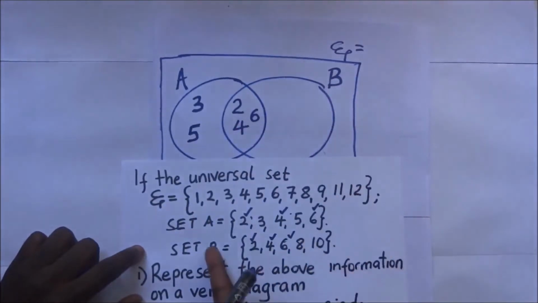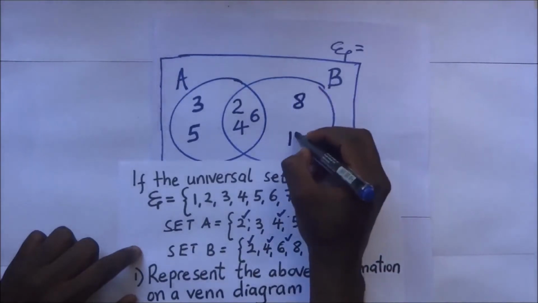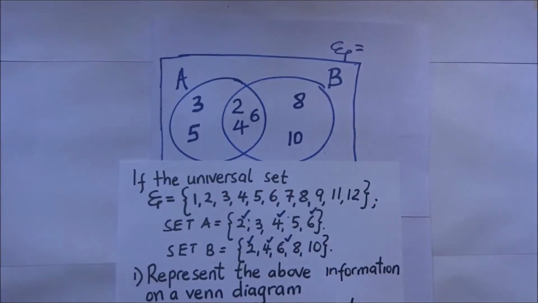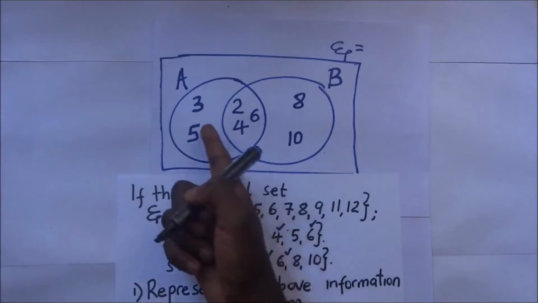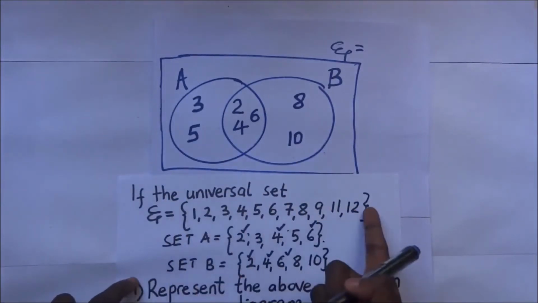Likewise in B, those that are not shared are 8 and 10. So we have 8 and 10. And there we have represented that information in a Venn diagram. But now, we do not know if all members have been placed, so we check with our universal set.